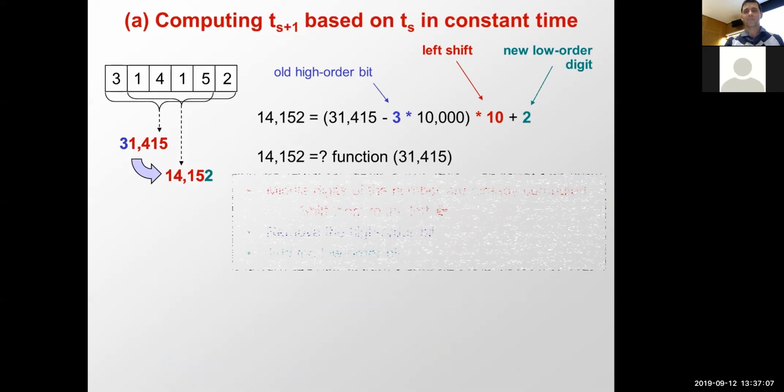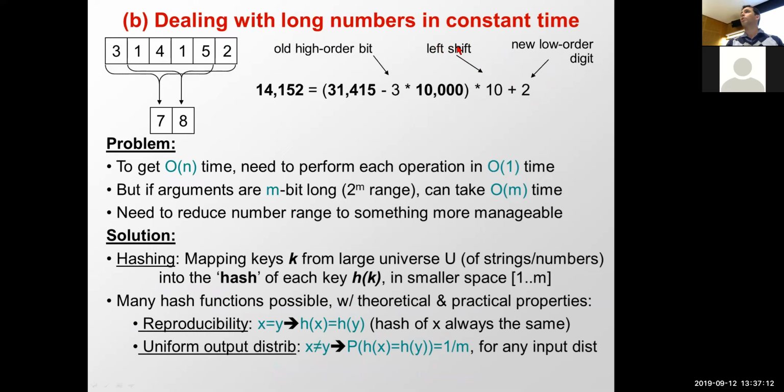So basically, the second part of dealing with long numbers in constant time was to get the order of n time, we need to perform the operations in order one time. But if the arguments are very, very long, this can take order m time for 2 to the m long numbers, and we need to reduce the number range to something more manageable. The solution was to map this large universe of keys from 2 to the m into 2 to something much smaller, okay?